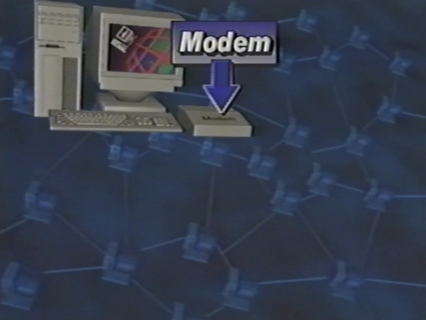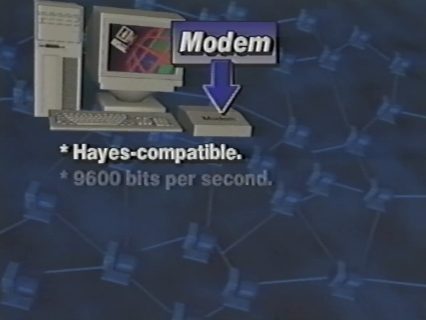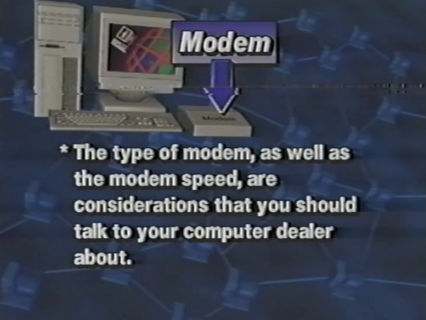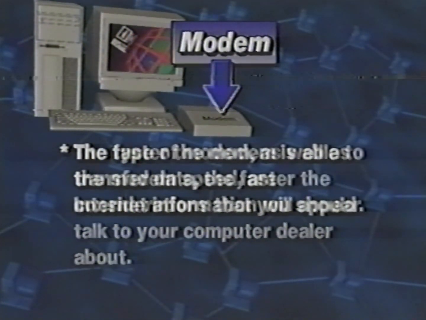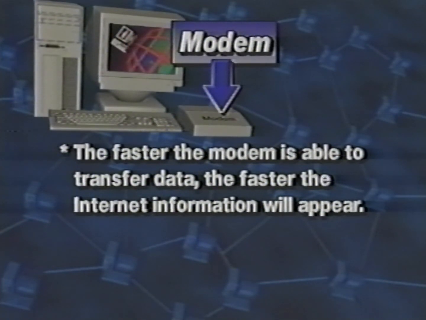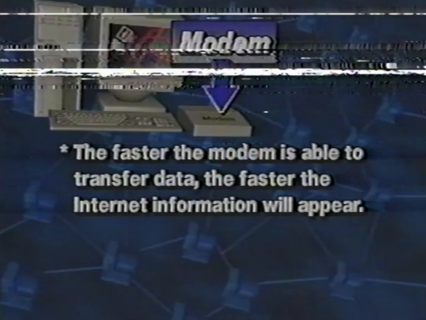A modem allows the computer to translate its data into a signal that can travel over a standard telephone line to talk to another computer. You will need a Hayes-compatible modem that runs at least 9600 bits per second, or a 9600 baud modem. The modem can be internal or external. The type of modem as well as the modem speed are considerations that you should talk to your computer dealer about. The faster the modem is able to transfer data, the faster the internet information will appear.